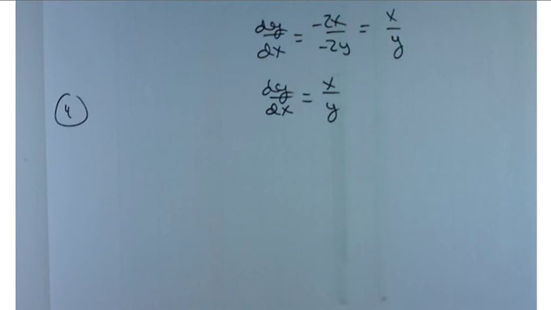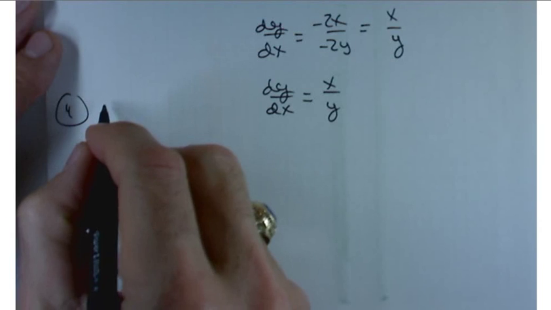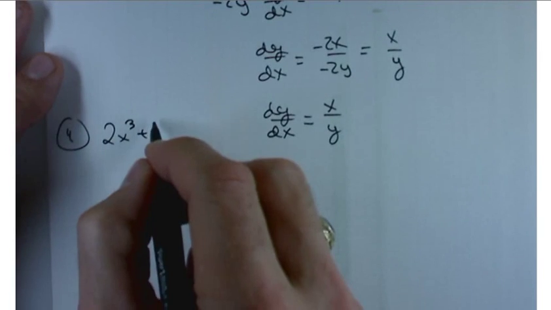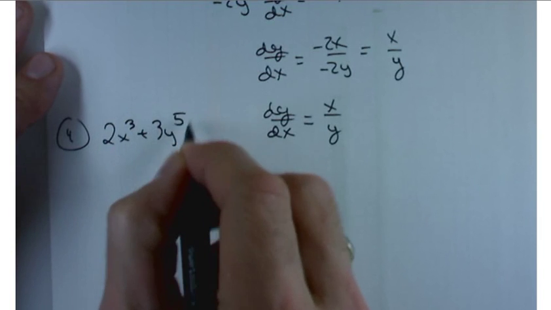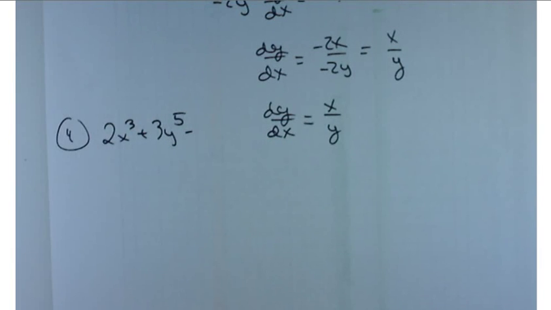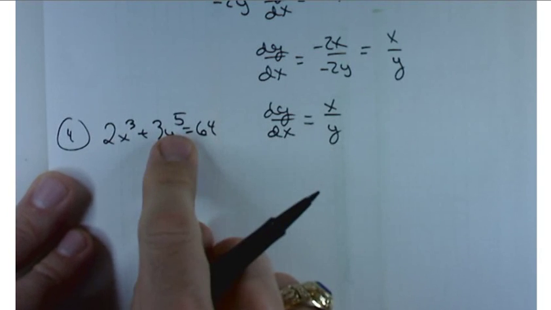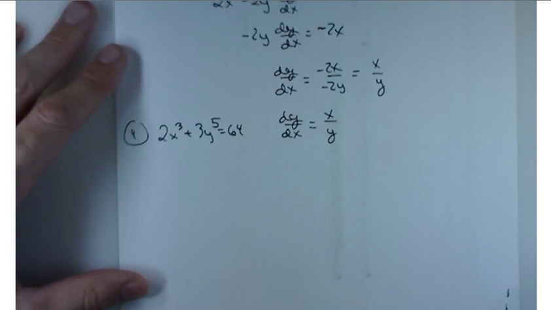2x cubed plus 3y squared. You know what? I think I want to change it. 2x cubed, let's do plus 3y to the 5th equals 64. We already did one with a square. Let's do something with a 5th power.